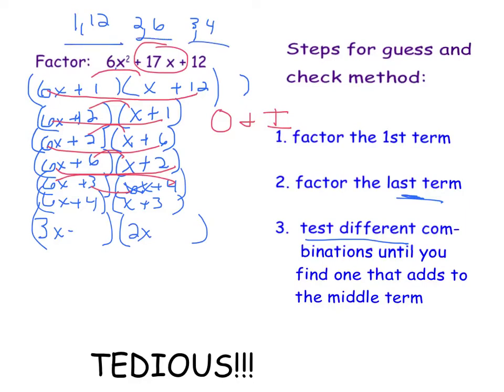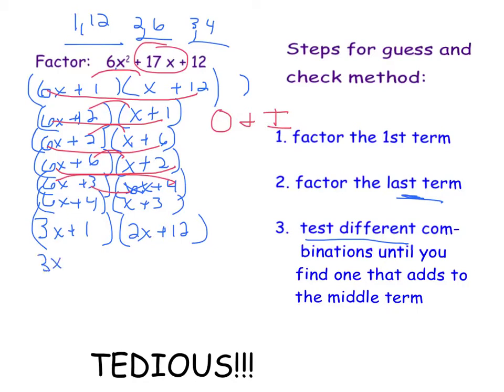So we could have 3x plus 1 and 2x plus 12. And again, we know that the outer and the inner make the middle term, but we know that 3x times 2x is our 6x squared, and 1 times 12 is 12. So we know we have the first and the last. It's just that middle term that we're looking for.